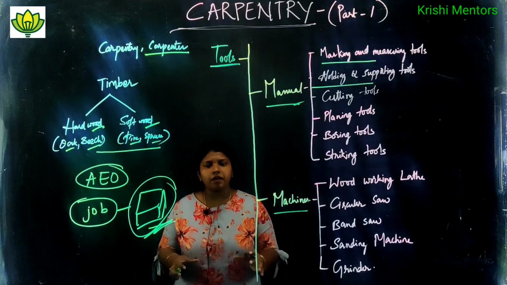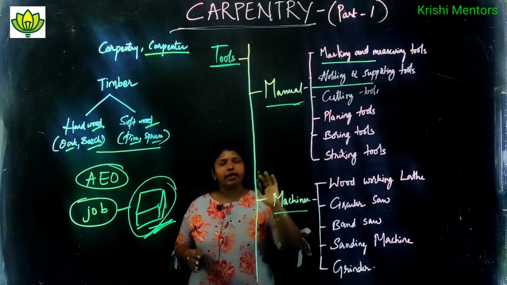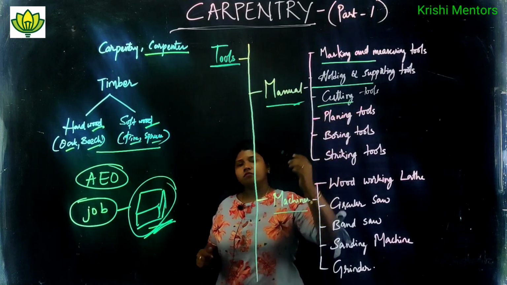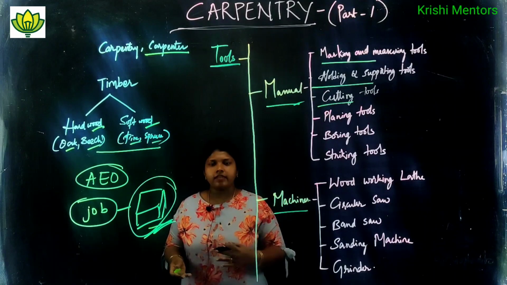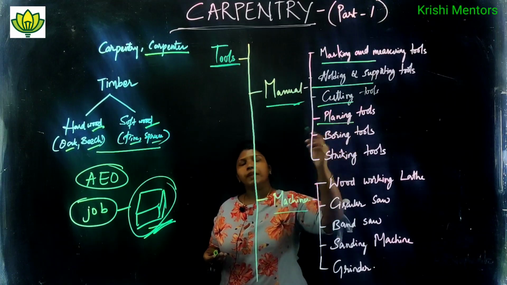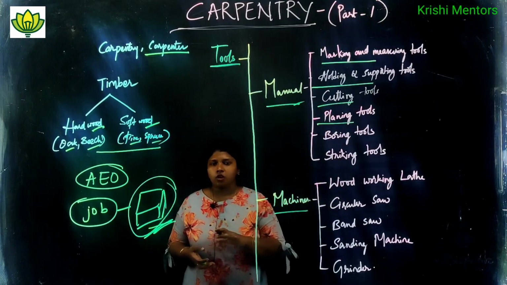I need some item to hold it in place. So for that purpose we need holding and supporting tools. And the next one is cutting tools. As I talked about saw earlier, so to cut the item we need cutting tools. And planing tools. Planing tools are nothing but the tools which are used to soften the surface of the job.